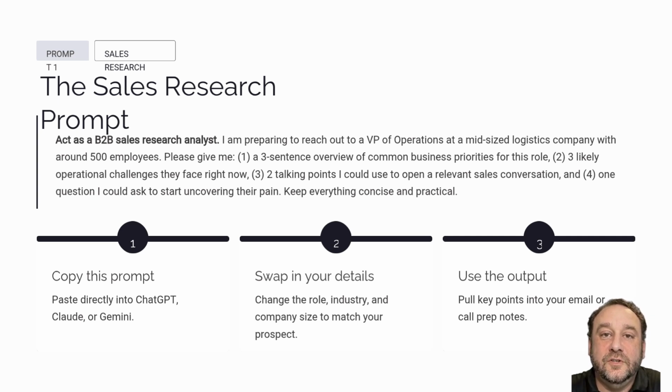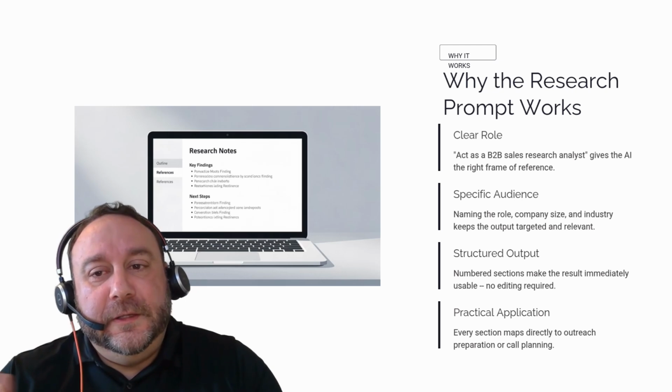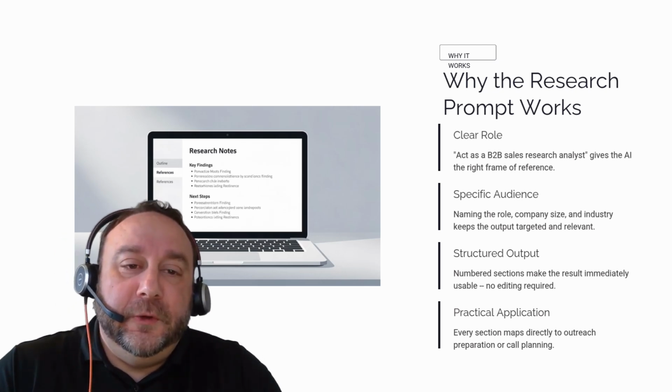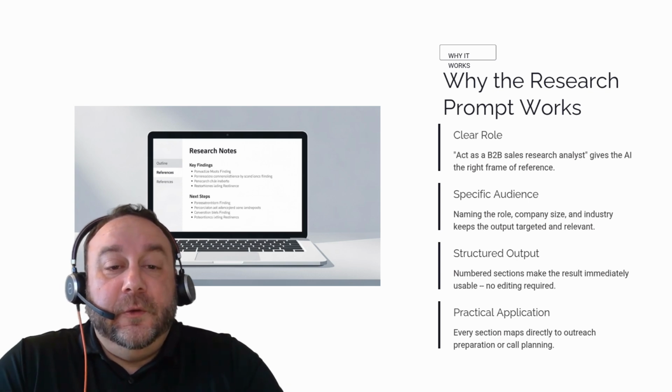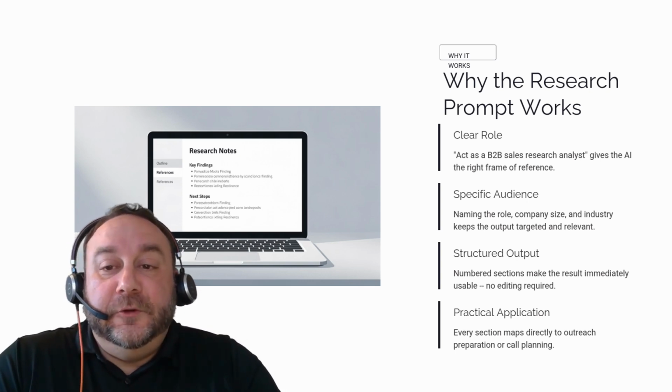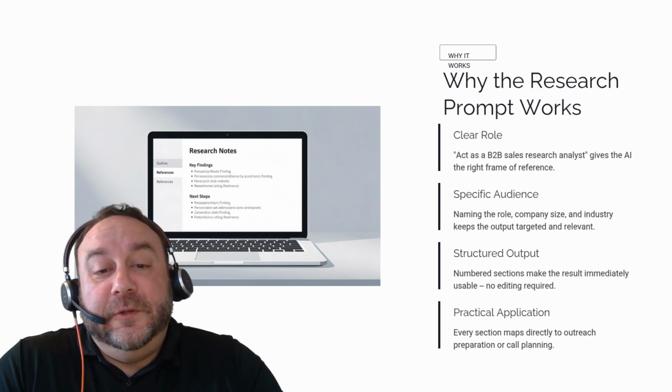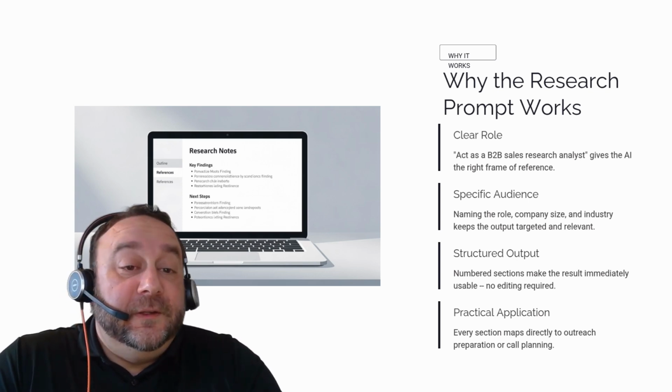That kind of structure turns AI into a prep assistant instead of just a guessing machine. This prompt works because it gives the AI enough structure to be useful. First, it defines a role. You are telling the AI to think like a salesperson, which helps shape the response toward practical business relevance.